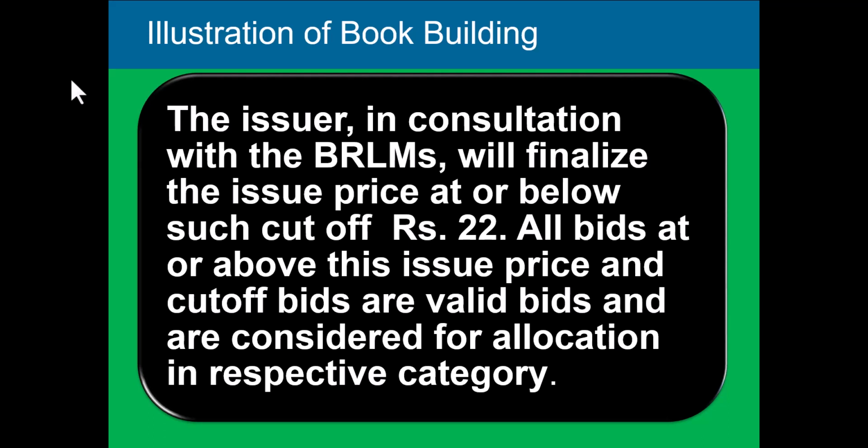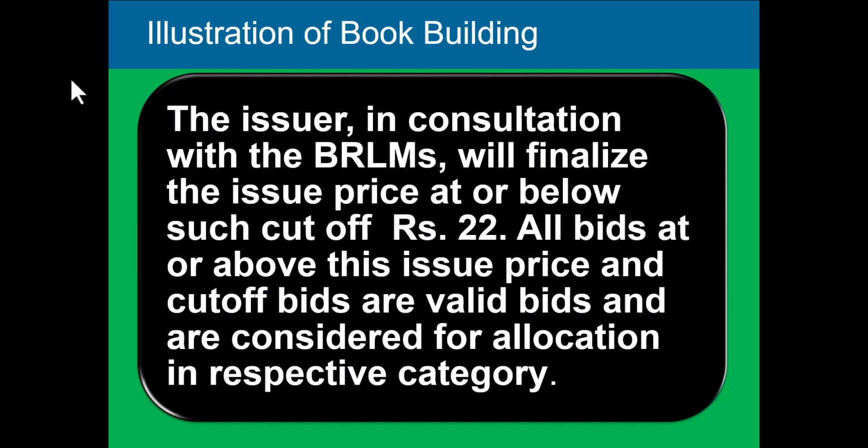So all bids at or above this issue price and cutoff bids are valid bids. So all the people who have made the bids at 22 or above become valid bids and are considered for allocation in the respective category. Now you can be a qualified institutional buyer or any other investor. So there are various categories. Earlier, even retail investors were part of this category.